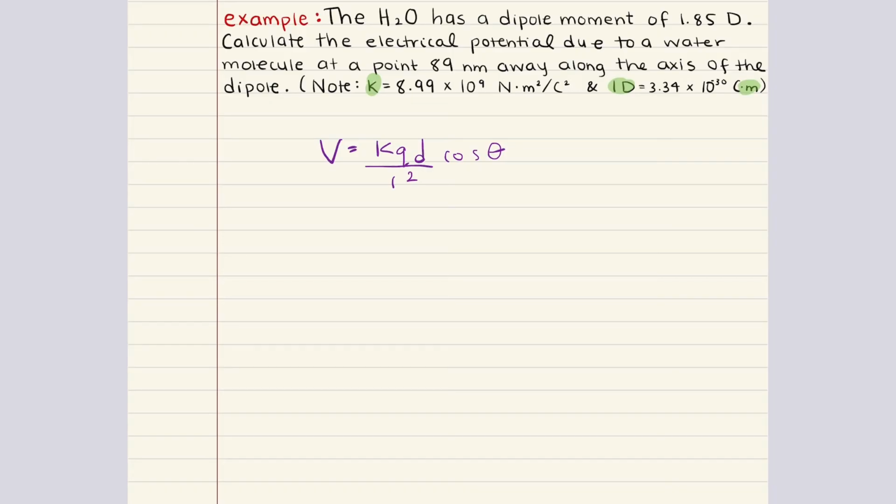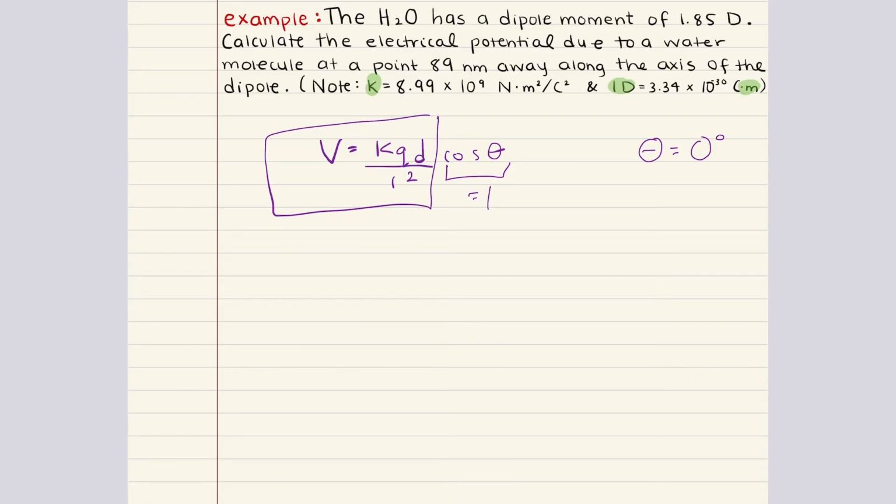Now, because the question asks for the potential along the axis of the dipole, the angle here, theta, is going to be equal to 0 degrees, and cosine 0 is equal to 1. So really, the equation we're dealing with is just this part right here.